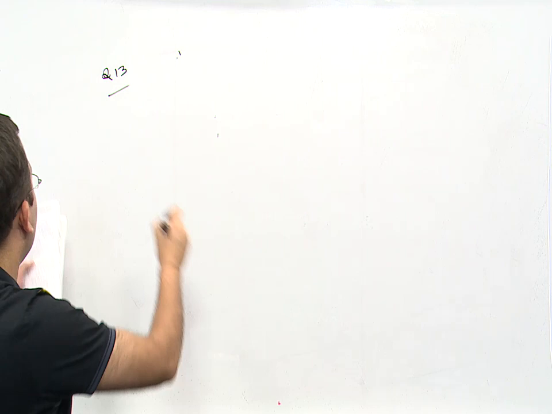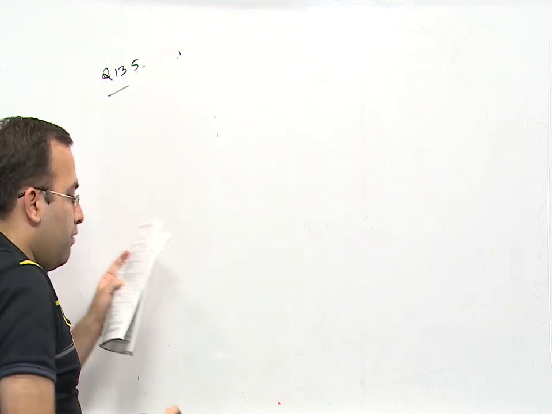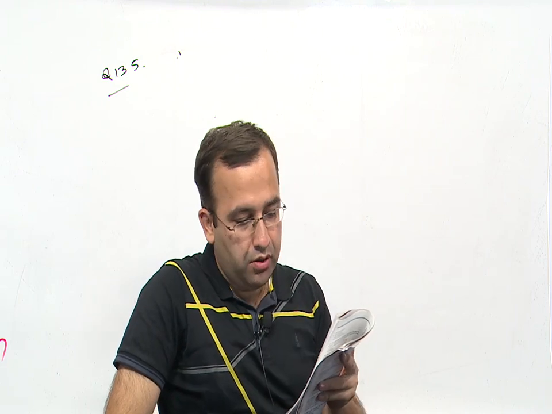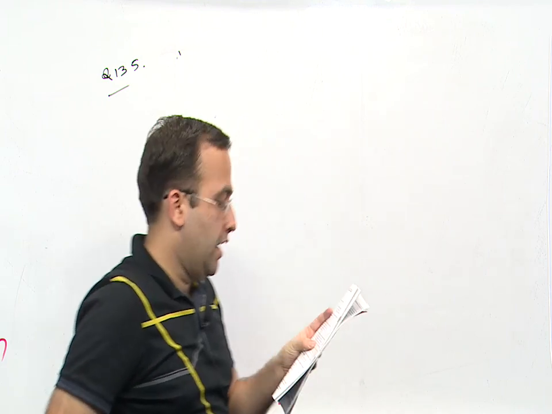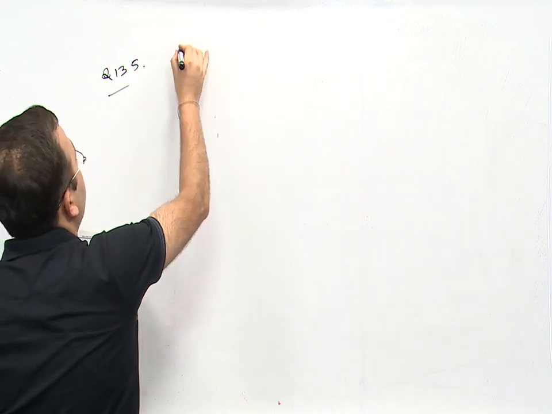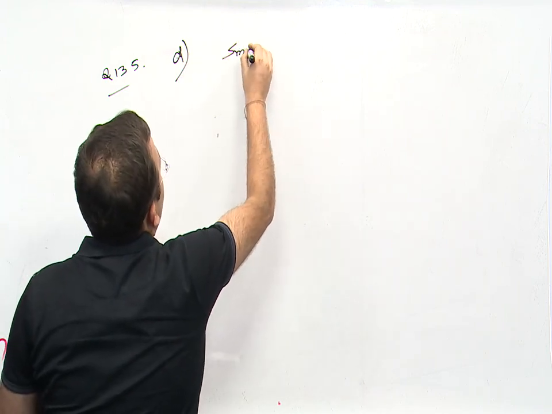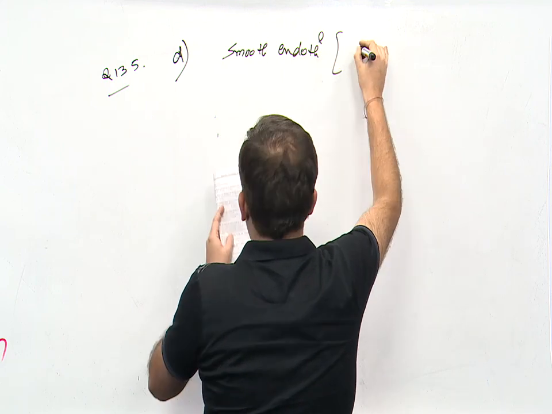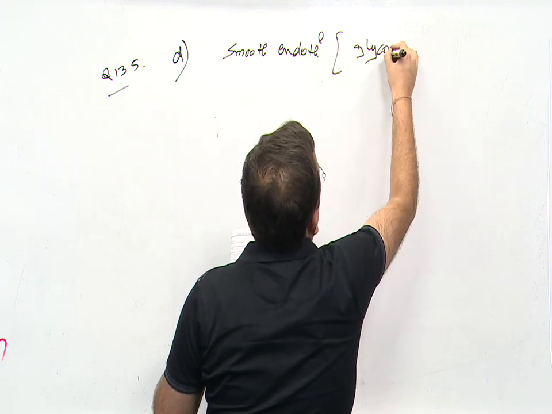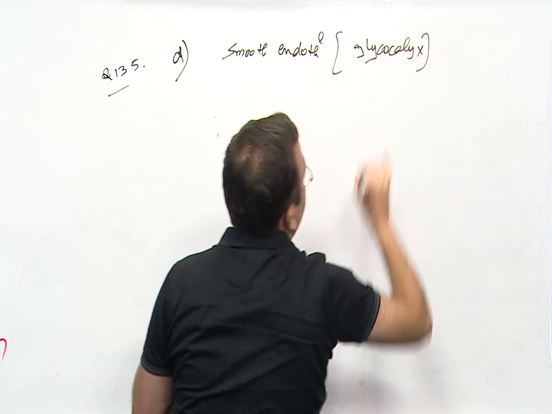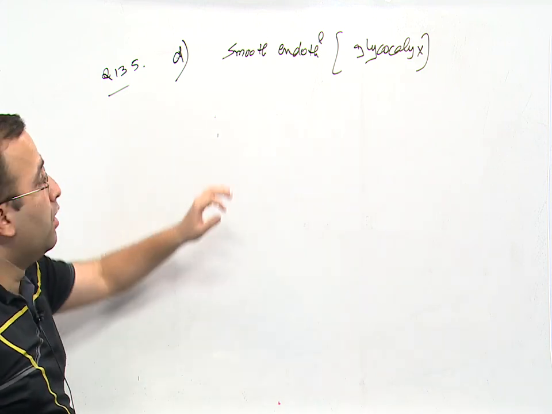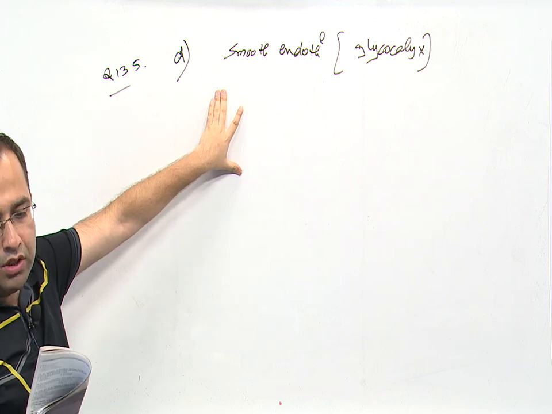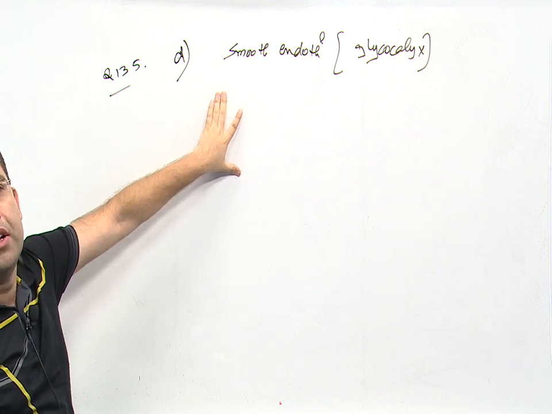Next, question 135. Blood in vessels does not clot because vascular endothelium is smooth and is coated with glycocalyx. This is a factual question. It has a smooth endothelium and is coated with glycocalyx.